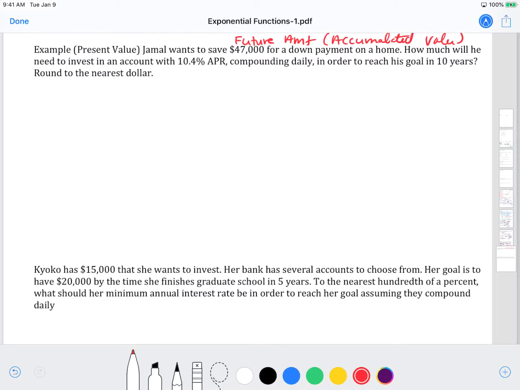So we're going to plug all of this into our formula. This is a financial application, so we're going to use one of the two formulas, compounding or compounding continuously. This doesn't say it's compounded continuously, it says it's compounded daily. So you want to use the formula that has the n in it because the n is going to be 365. Okay, so we're going to use this formula.